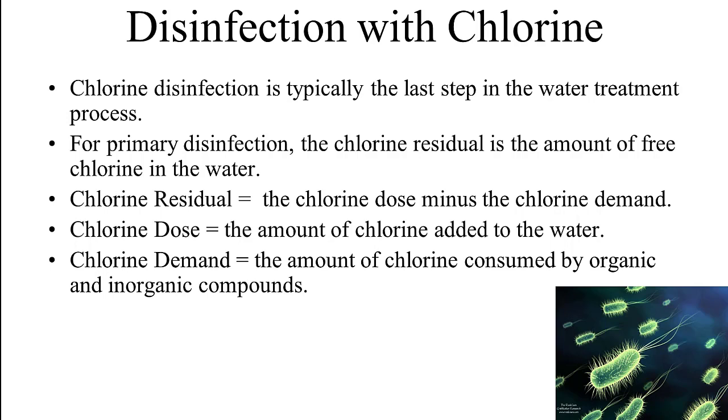For primary disinfection, the chlorine residual is the amount of hypochlorous acid and hypochlorite ion, or the free chlorine remaining in the water. The chlorine residual is the chlorine dose minus the chlorine demand. The chlorine dose is the amount of chlorine added to the water, and the chlorine demand is the amount of chlorine consumed by impurities in the water, such as organic and inorganic compounds. For example, suspended solids, iron, manganese, and sulfur react with chlorine, but do not form a chlorine residual. The chlorine demand of the water changes seasonally as water quality changes throughout the year.